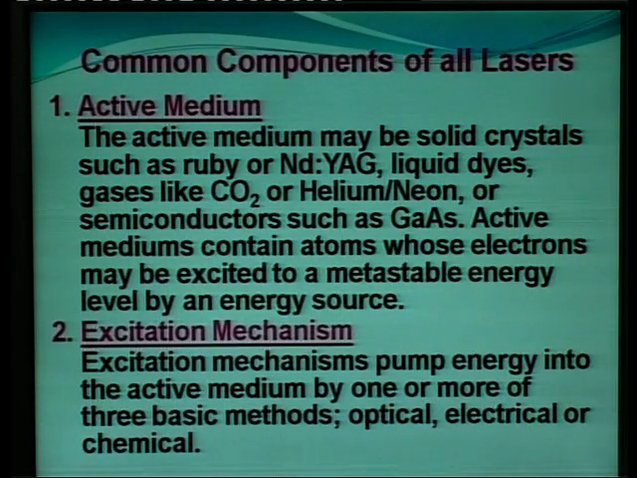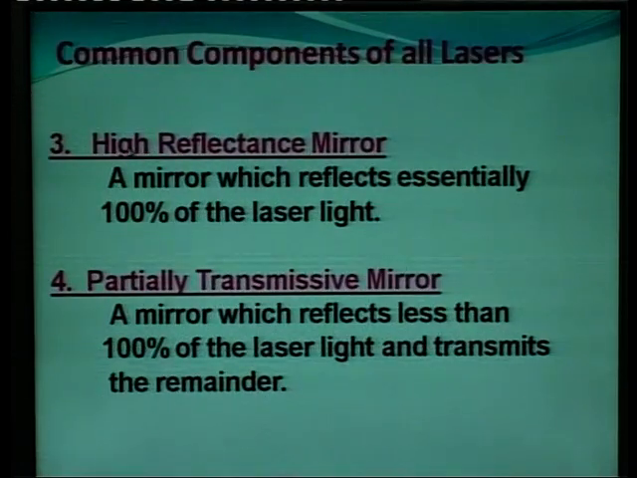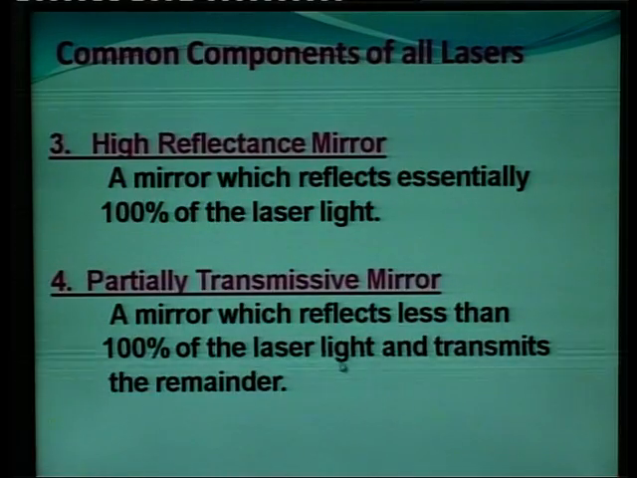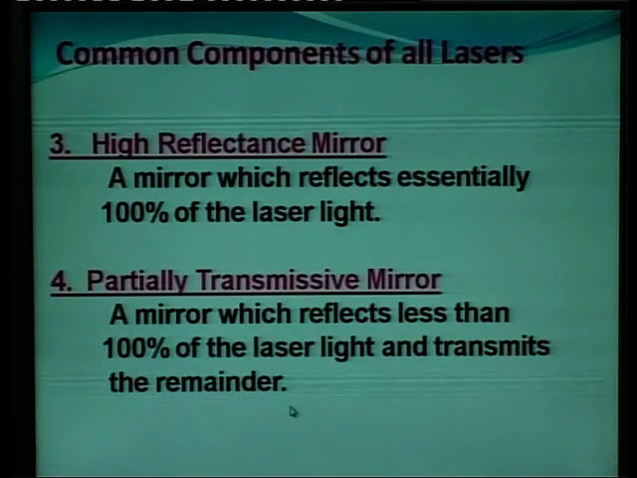So components required in lasers are the active medium, then the excitation mechanism, and after that a high reflectance mirror, a mirror which reflects essentially 100% of the laser light, and a partially transmissive mirror, a mirror which reflects less than 100% of the laser light and transmits the remainder. So these were the components.